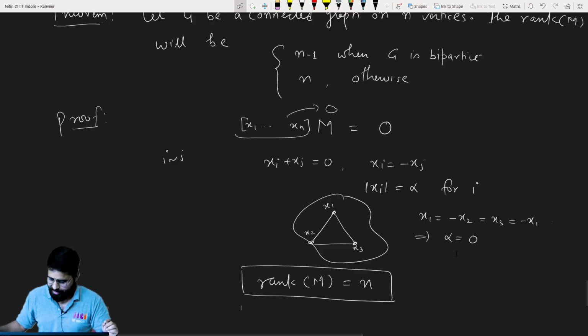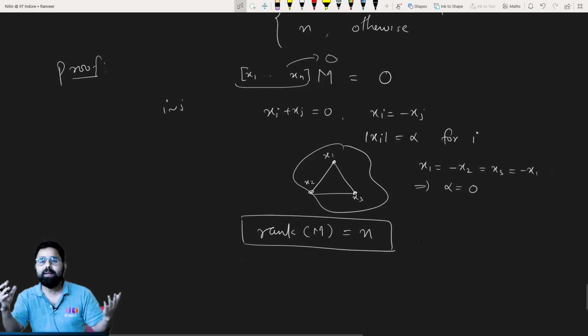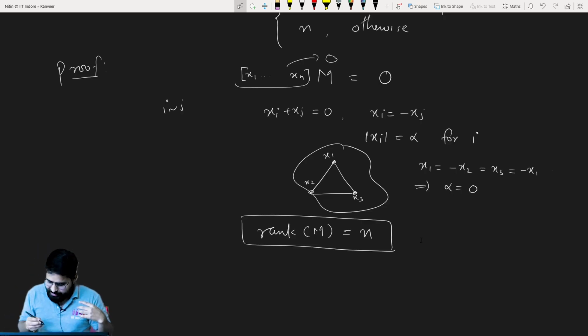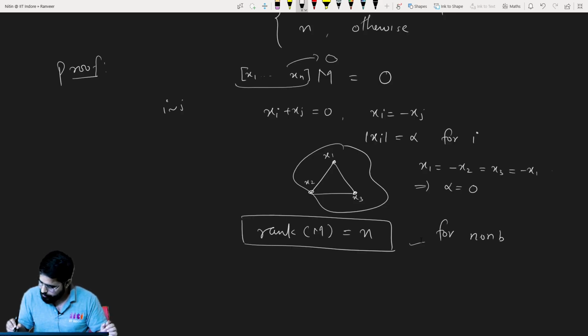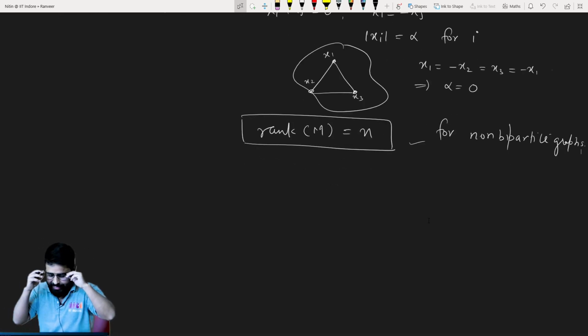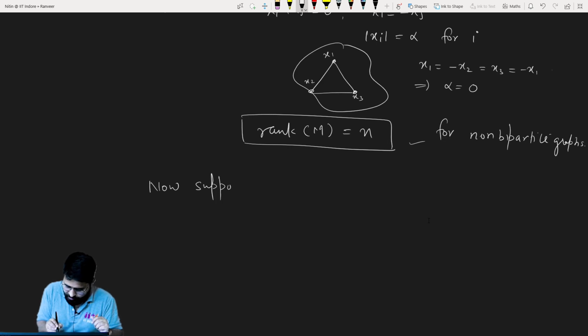Now, by the way, a graph is bipartite if and only if there is no odd cycle. So if there is an odd cycle, the rank was coming to be n, so the rank would be n for non-bipartite graphs. Very good. Now let us take the case when G is bipartite. In that case we have to prove that the rank will be n minus 1. So now suppose G is bipartite.